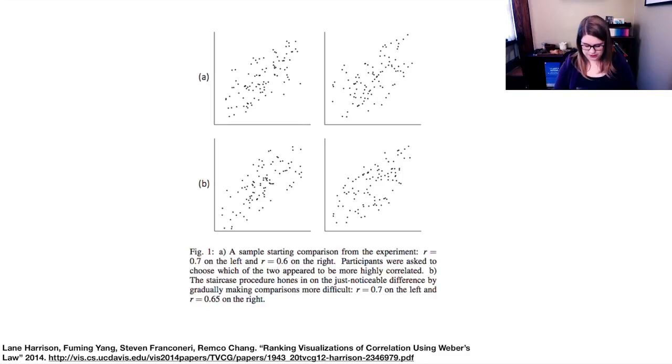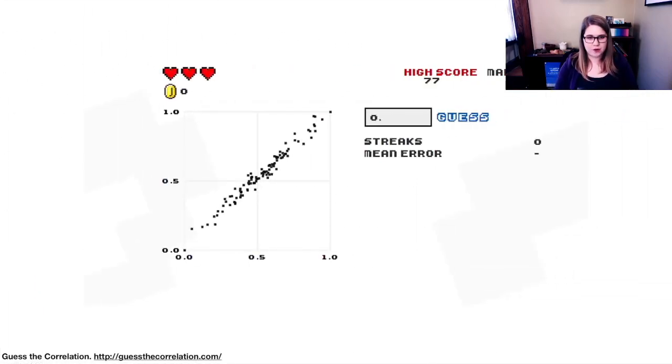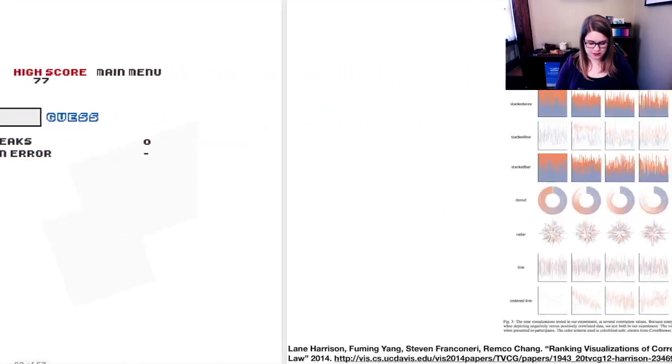And then I've seen some visualizations like this one by Lane Harrison, Remco Chang, and some other co-authors, where they were trying to see if correlation followed that same kind of pattern. So they had people look at different correlations and try and say which one is more correlated between these two. And they were trying to focus on that just noticeable difference thing that we talked about with color, but just noticeable difference for correlation. If you want to try out seeing how good you are at assessing correlation, you could go to this website, guessthecorrelation.com, and there's a game where you can play. It turns out that humans are not very good at perceiving correlation. So that was one of the results from this study.